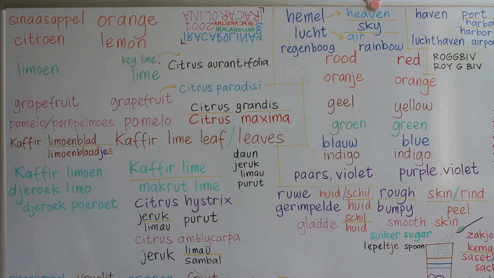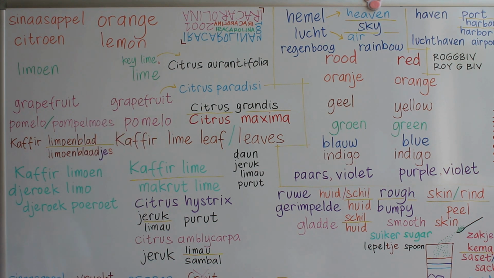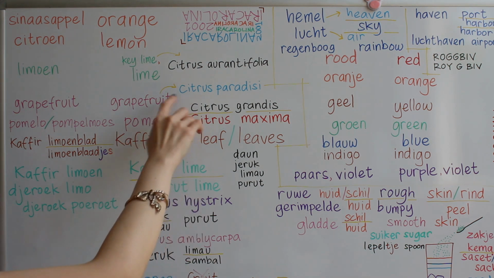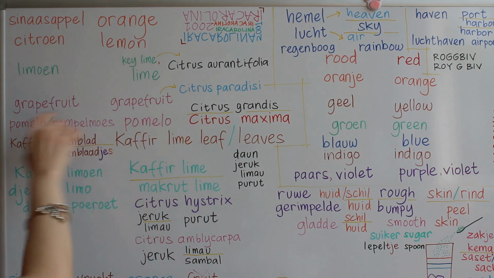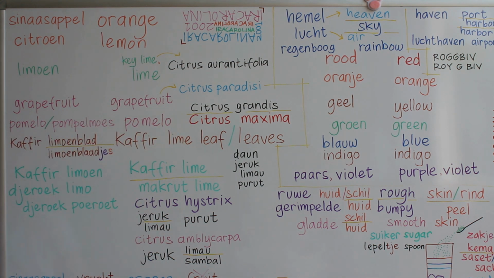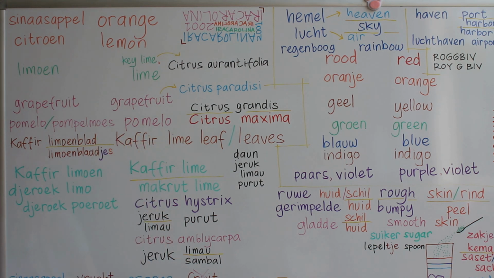Grapefruit in Dutch is also the same as we have in English, grapefruit. Grapefruit is the mix of pomelo with orange, or you've got Citrus paradisi, grapefruit, and pomelo sometimes it's the same as in English.